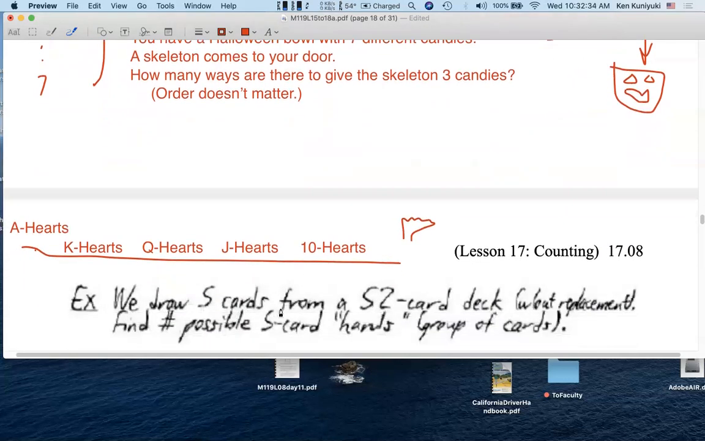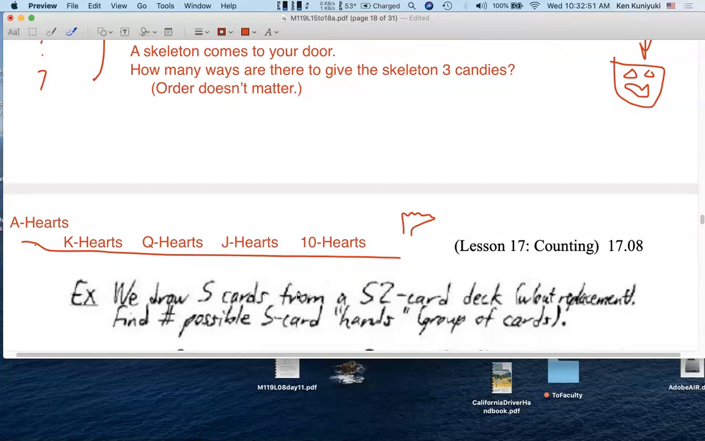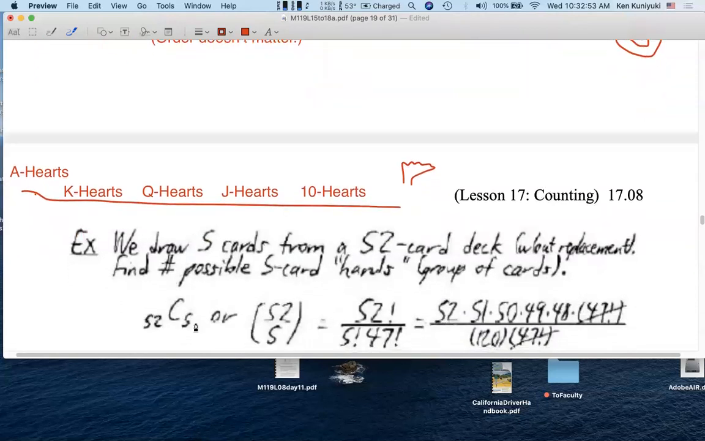All right, we draw 5 cards from a 52-card deck without replacement. Of course, we're not allowed to copy cards. Find the number of possible 5-card hands. How many ways are there to get 5 cards out of this deck of 52 without replacement? Well, it's 52C5 or 52 choose 5.